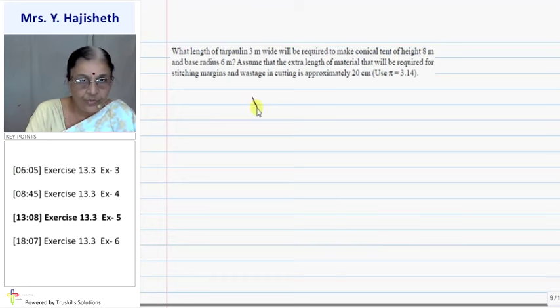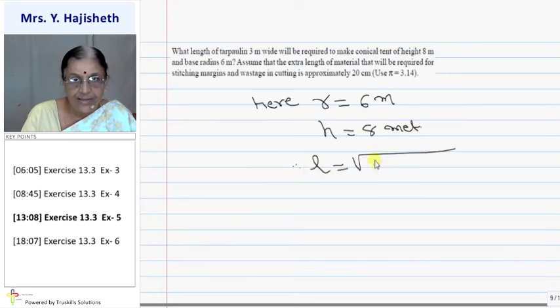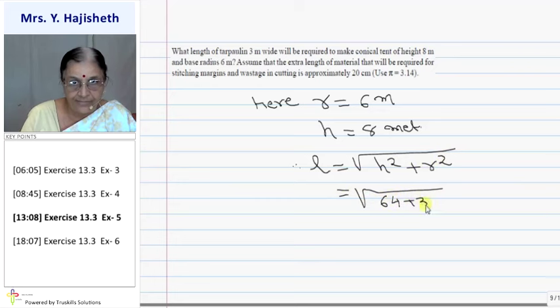Here, what is given to you? Radius is given as 6 meter and height is given as 8 meter. So naturally my slant height l is under root h square plus r square. It is nothing but under root 64 plus 36, so under root 100. So it is 10 meter.